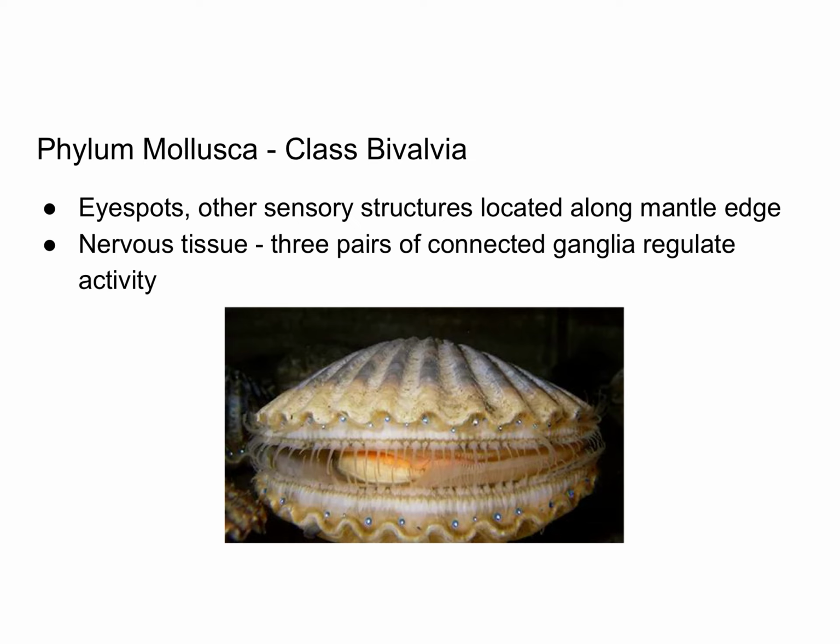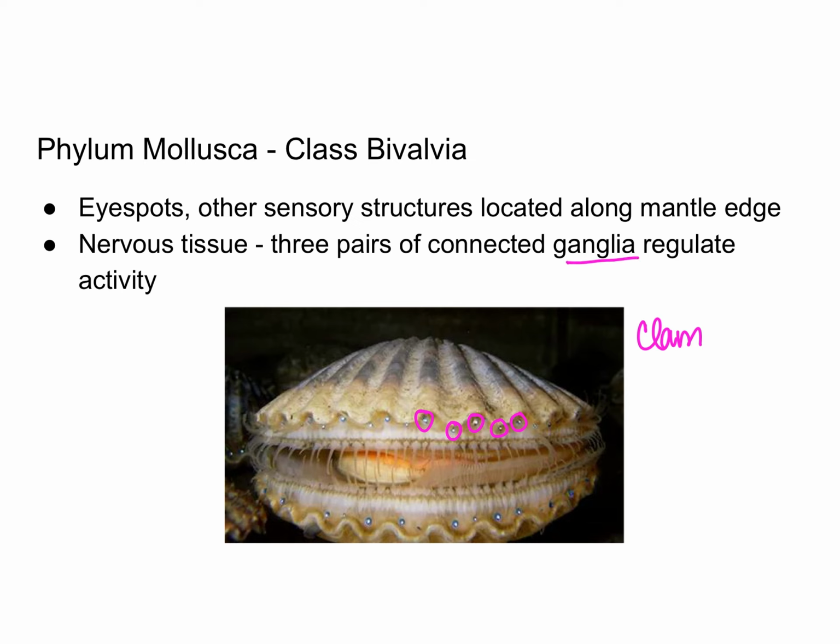The bivalves do have eye spots and some other sensory structures. You can see on this clam here, they have pretty noticeable eye spots. They're these little shiny things here. So they've got a whole bunch of eyes. And they do have some nervous tissue. So they've got some ganglia.